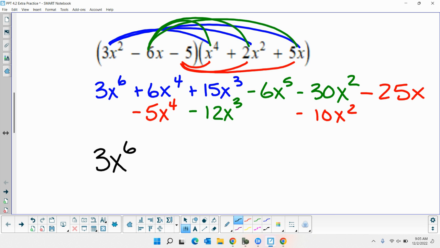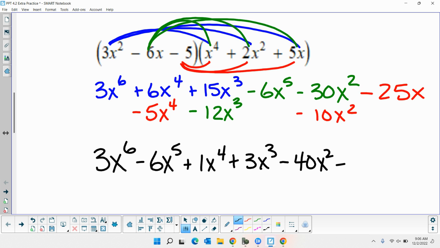I'm going to put negative 6x to the fifth. Let's put it in the right order from highest degree down to the lowest. 1x to the fourth, or just x to the fourth, that's okay. 3x cubed, negative 40x squared, and a negative 25x.